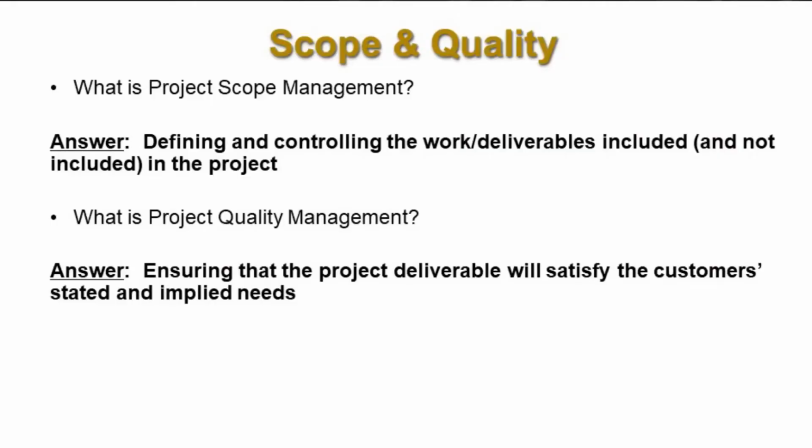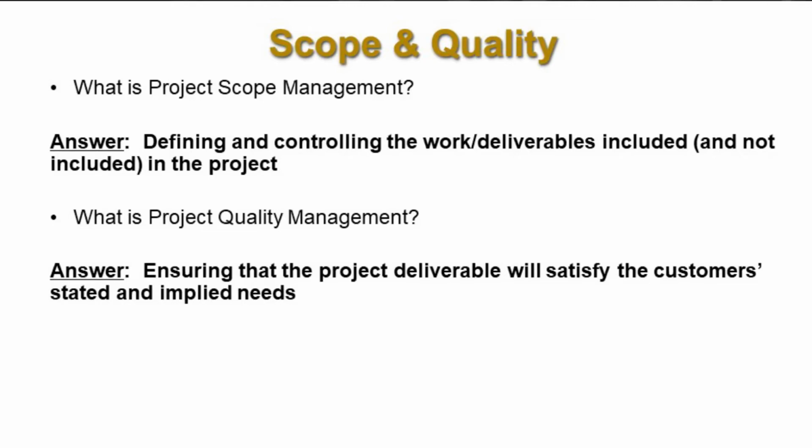Project scope management is defining and controlling the work or the deliverables included, and in many cases not included, in the project. On the other hand, project quality management allows us to ensure that the project deliverables will satisfy the customer's stated and implied needs.